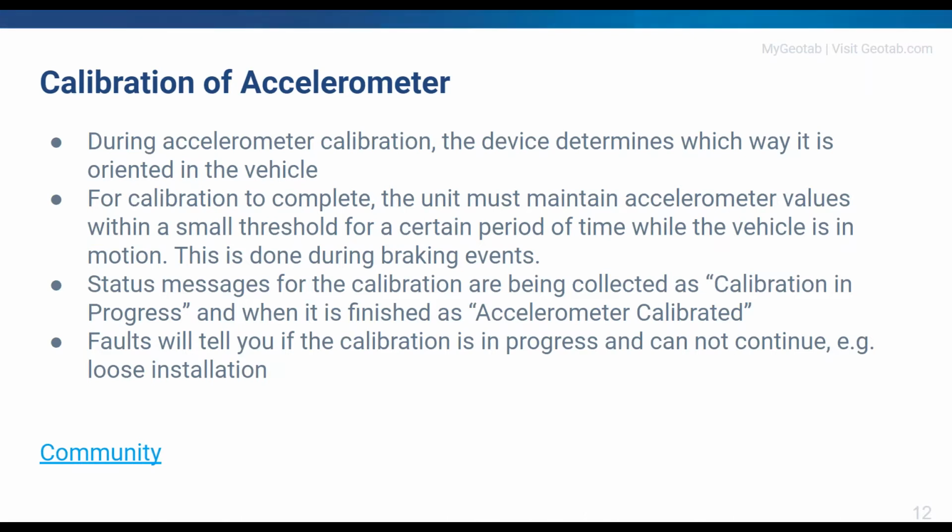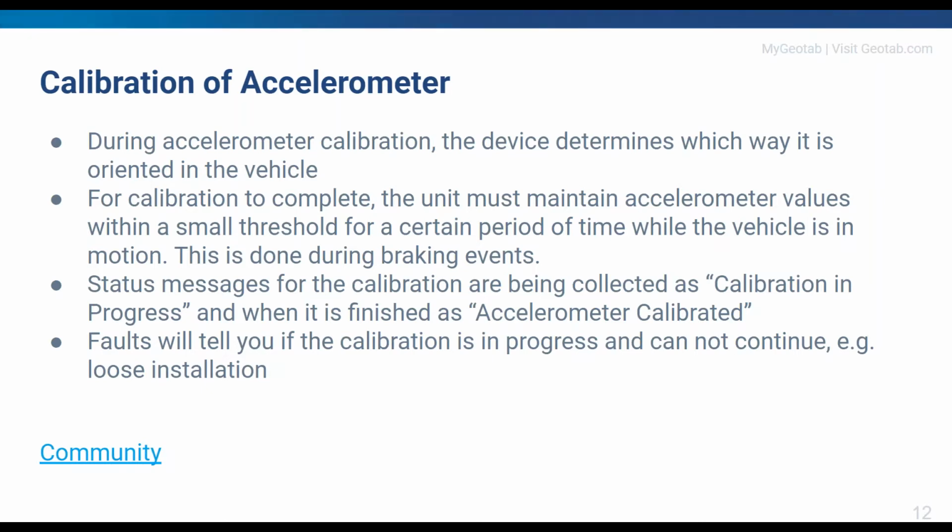The problem you have to face next is in which direction is X and Y. So where's front back and where's side to side. So this is happening during braking events. As soon as you drive and do some normal braking events, this device will calibrate itself, and all this information, if the device is calibrated or this calibration process is still in progress, you can visualize and see in the Geotab platform under status messages.